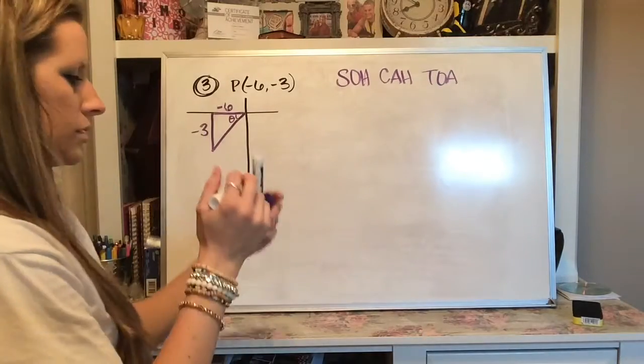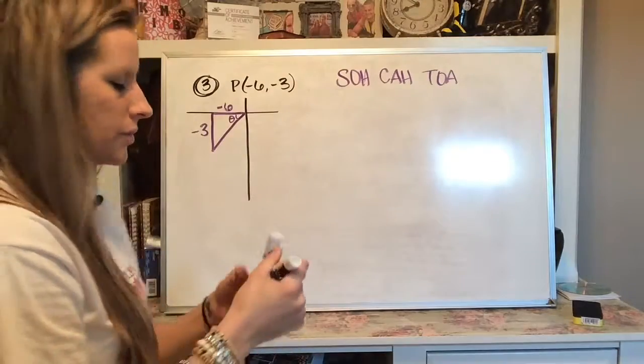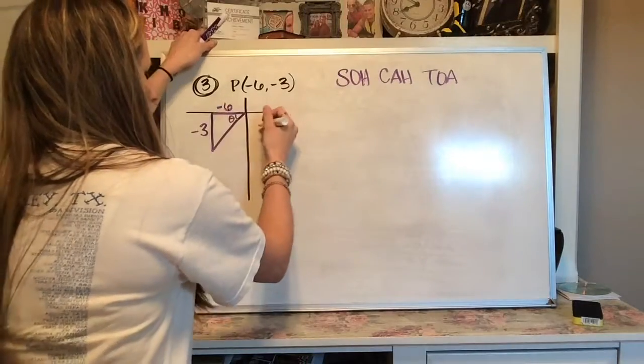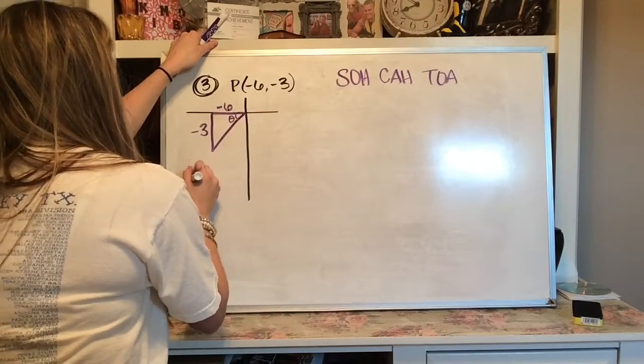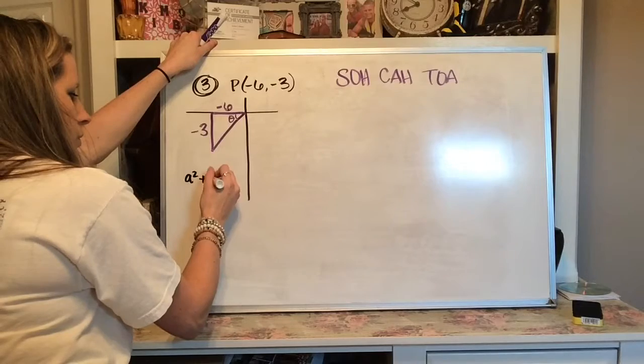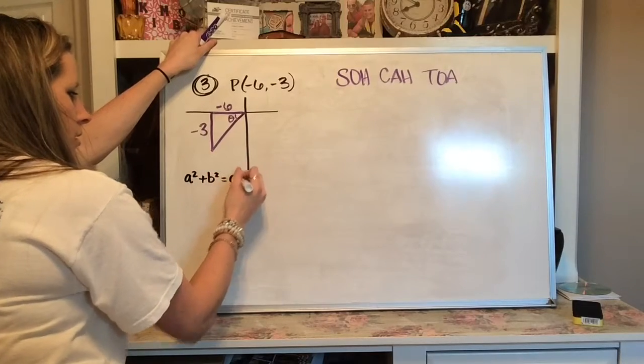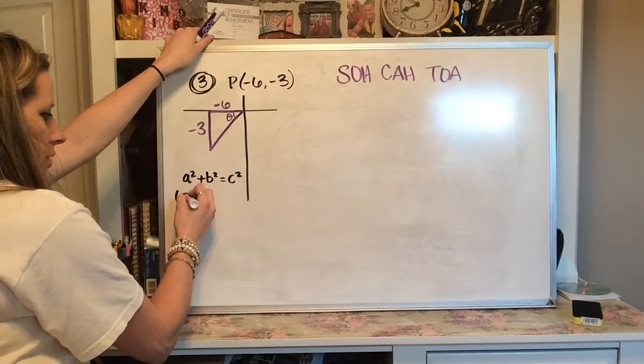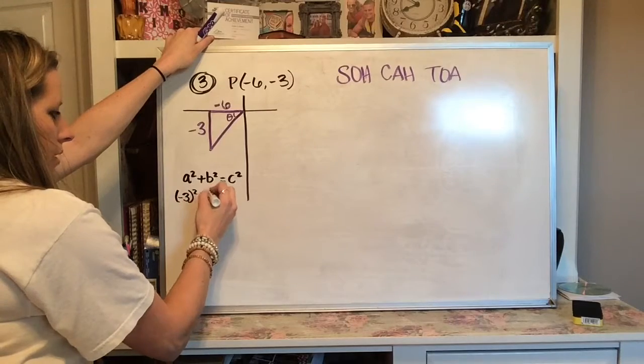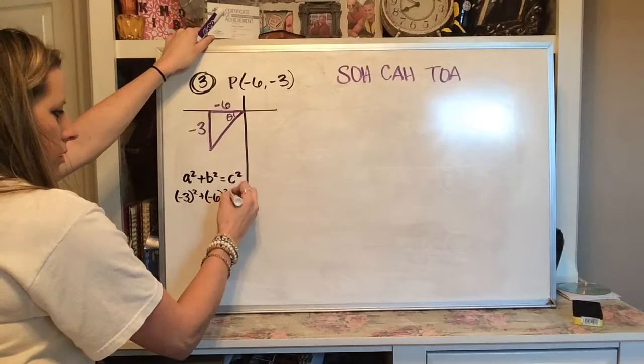All right, so we need to figure out our hypotenuse. So let's go ahead and do the Pythagorean theorem. a squared plus b squared equals c squared. So I have (-3) squared plus (-6) squared.